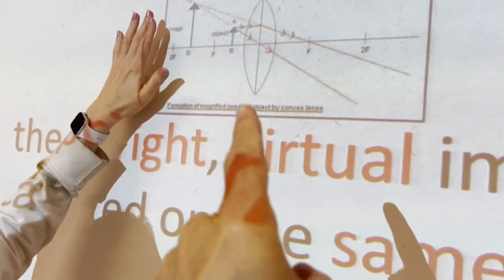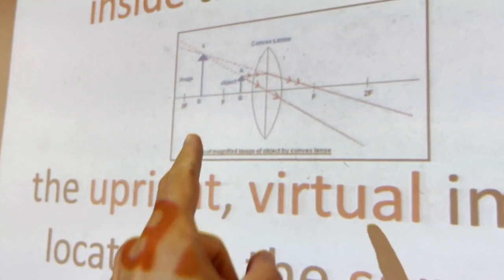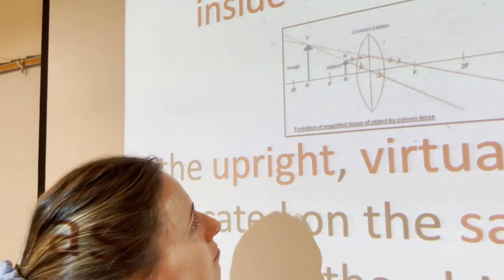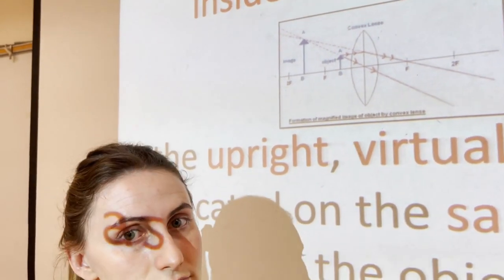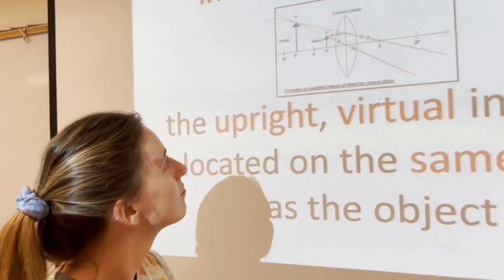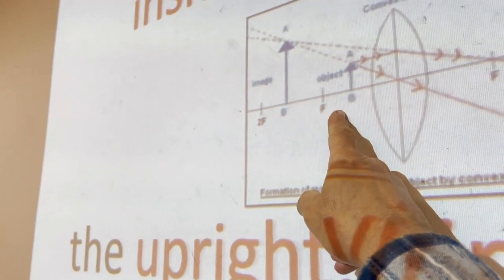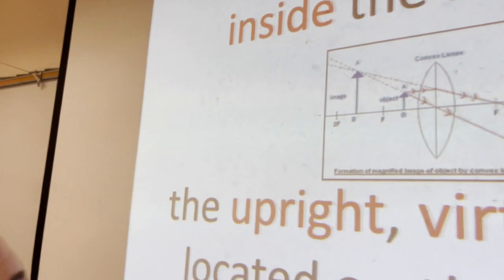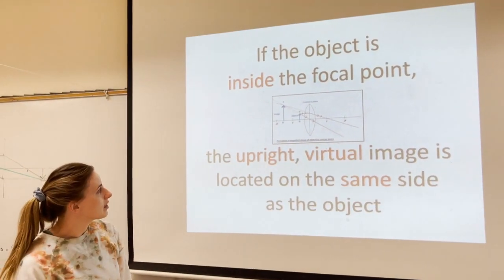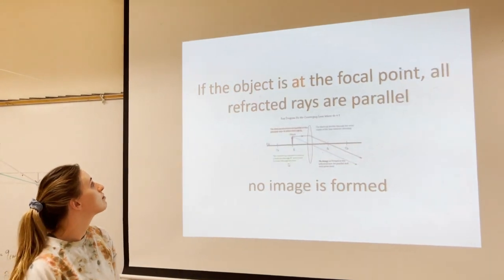We're not going to practice that. But look how much bigger it is. So this is the way a magnifying glass works. When you look at something through the magnifying glass, it makes something look larger, and it's a virtual image because you're closer than the focal length. Very cool. That's all about being inside the focal length. Upright, virtual, on the same side as the object.